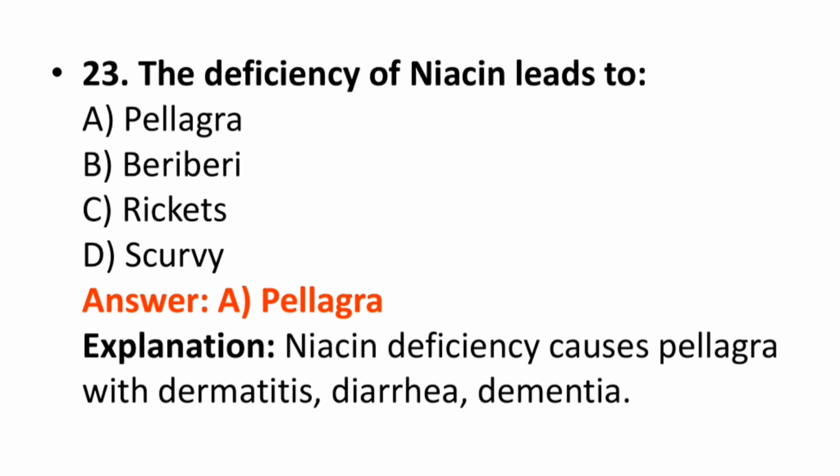The deficiency of niacin leads to option A, pellagra, option B, beriberi, option C, rickets, option D, scurvy. The correct answer is option A, pellagra. Niacin deficiency causes pellagra with dermatitis, diarrhea, dementia. The deficiency of niacin leads to pellagra.